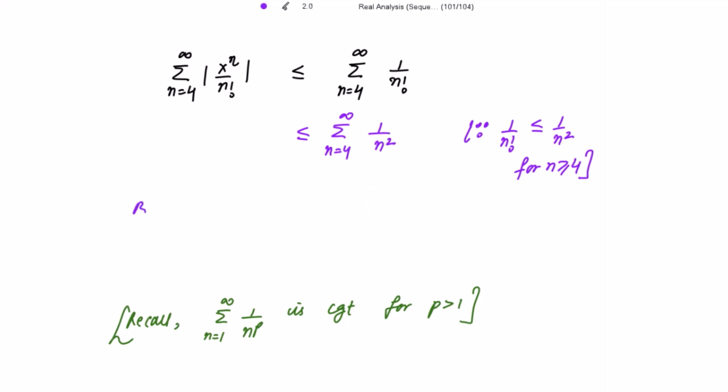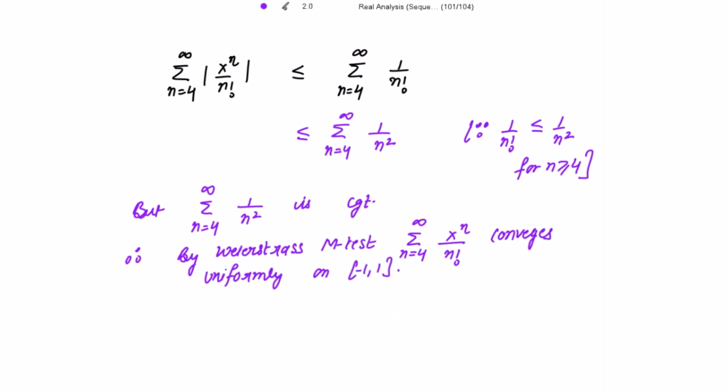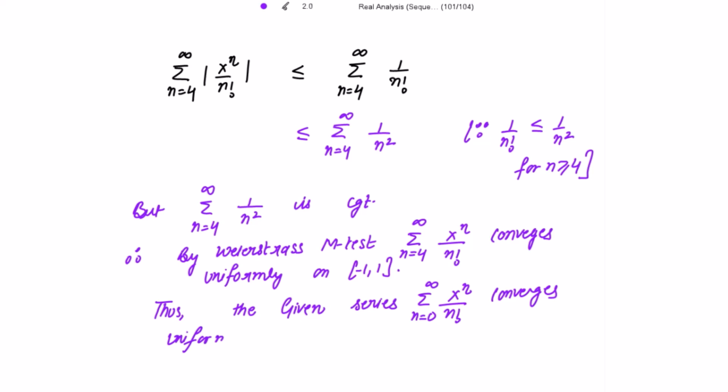So let's write this. Summation n starting with 4 to infinity of 1 divided by n square is convergent. So therefore, by the Weierstrass test, the series summation n starting with 4 to infinity of x to the power n divided by n factorial converges uniformly on the closed interval -1 to 1. So from here we further say that thus the given series summation n starting with 0 to infinity of x to the power n divided by n factorial converges uniformly on the closed interval -1 to 1.